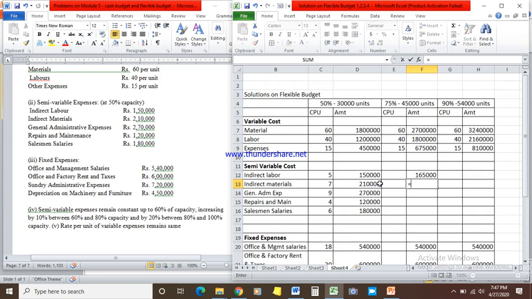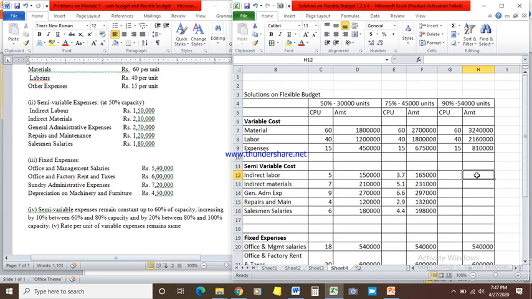Similarly, 2,10,000 plus 10% of 2,10,000. In this way, we need to just go on calculating 10% of the value, and all these values need to be divided by 45,000. So that will give us the per unit rate. I rounded off to one decimal place.